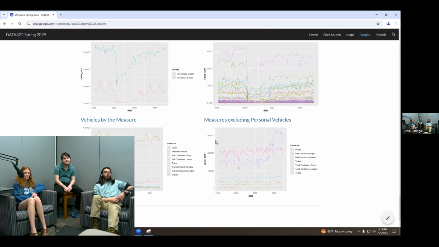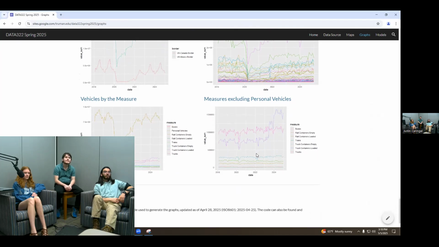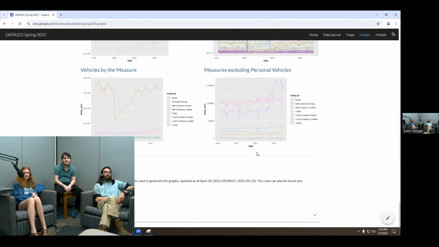Something interesting to note is that the measures excluding personal vehicles, as we can see here, don't show the cyclic patterns between the summer and winter months. They're fairly consistent, fairly regular, and we posit that this is just because of the increased amount of online commerce and online shopping in those regards.